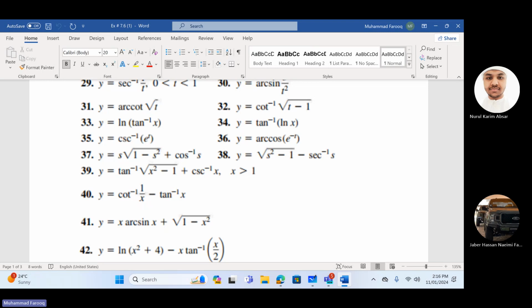Question 38: y equals the square root of s squared minus 1, minus secant inverse of the absolute value of s. Chain rule, and then the inverse trigonometric function rule. Why are you multiplying this? No need, they are already equal without anything. Don't multiply. If you have to make the denominator the same, then you do this. Otherwise, no need. Yes, we have to make the common denominator.